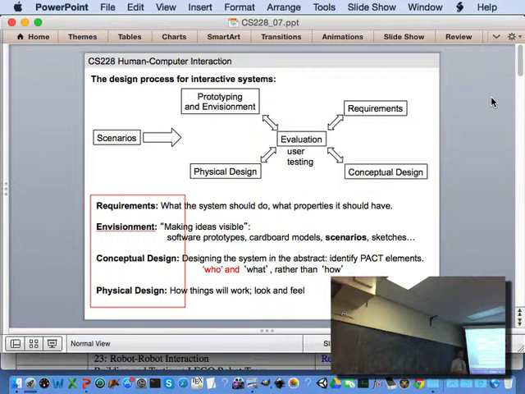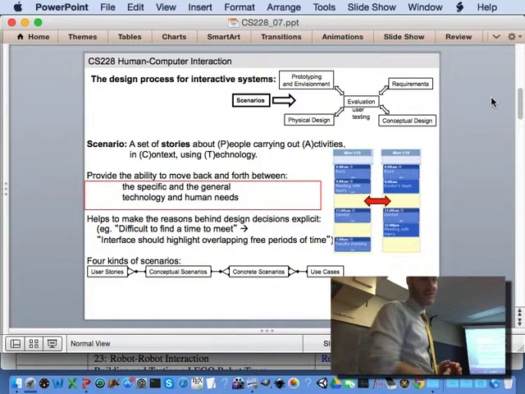Okay, let's start by talking about scenarios, which is usually where things start with HCI design. So scenarios are usually a set of stories, and usually this is people complaining. It's so difficult to use this software. I'm trying to do X, and I do it with this system, but it takes me 17 steps. I wish there was a better way, right?